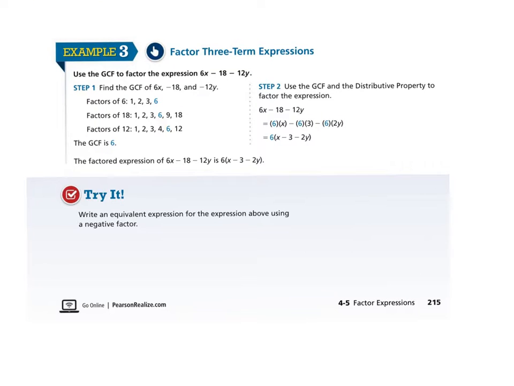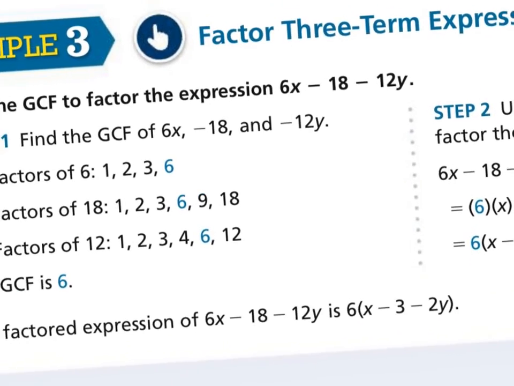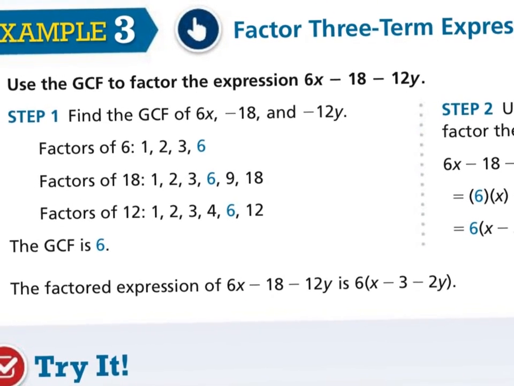You look at example 3, it says use the greatest common factor to factor the expression, which is what we've been doing. The only variation here is that we have 3 terms instead of 2.